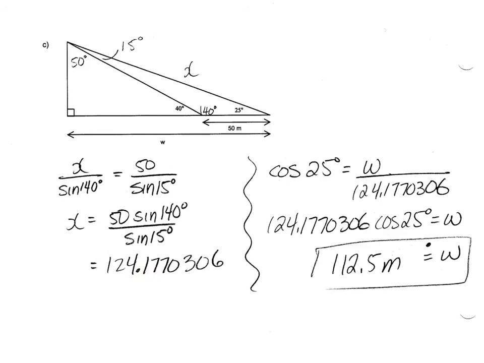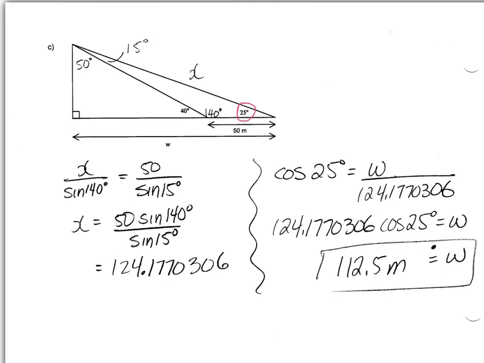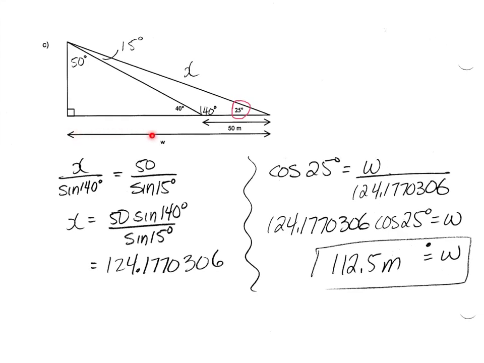And then I go, and if I circle my 25 degrees right here, I'm going to do adjacent for the large right triangle over hypotenuse. So that's going to be cosine. So I get cosine of 25 degrees equals my adjacent, which was W, over what I had found for X, the 124.1770306. That comes over and multiplies with this whole thing, and I end up getting 112.5 meters. And then that's my final answer. I round to 1 decimal place.